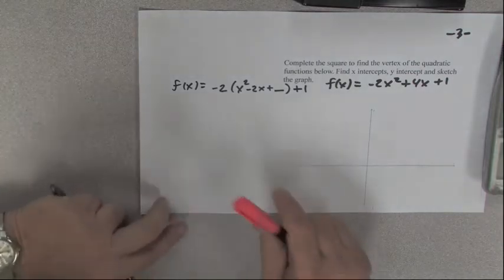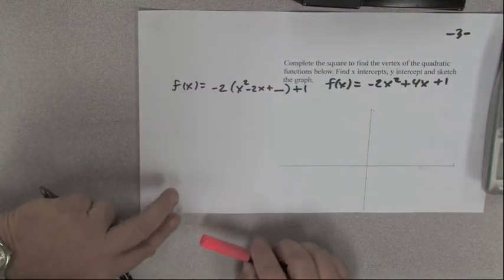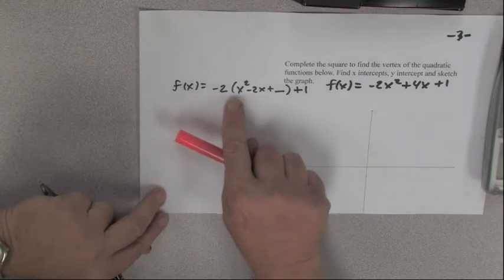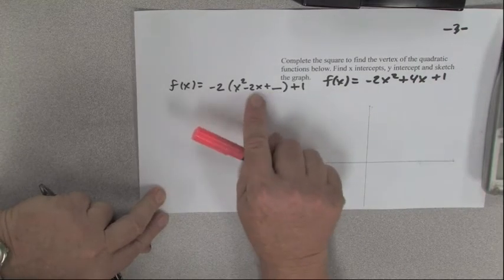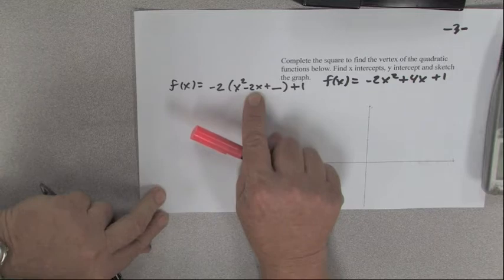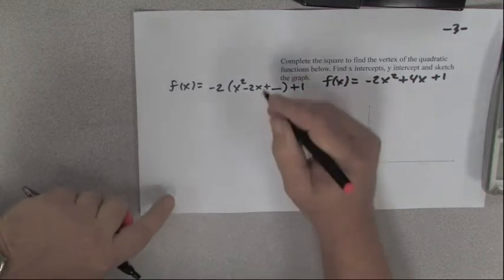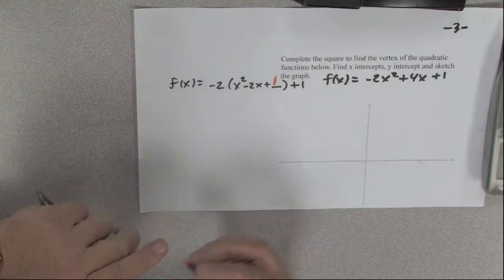Now what am I going to add in the blank to make this a perfect square? Focus in on the parentheses. Take half of negative 2, which is negative 1, square that number, and you're going to get plus 1. So you're going to put plus 1 in there.